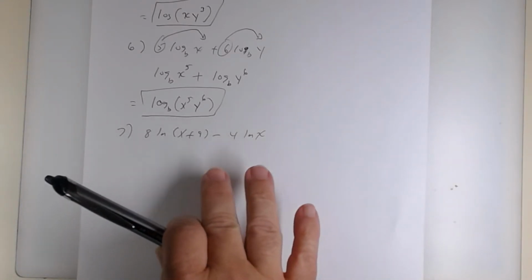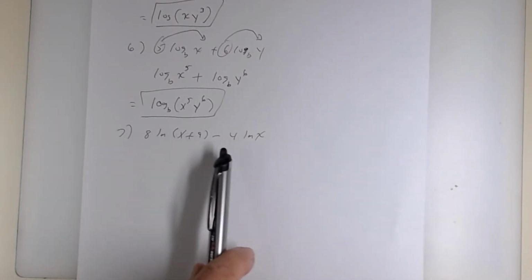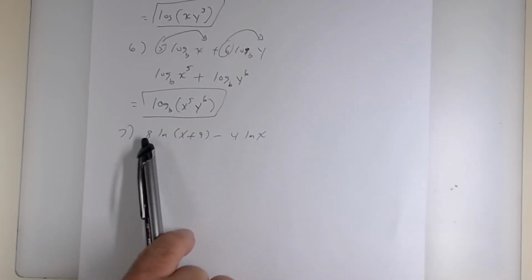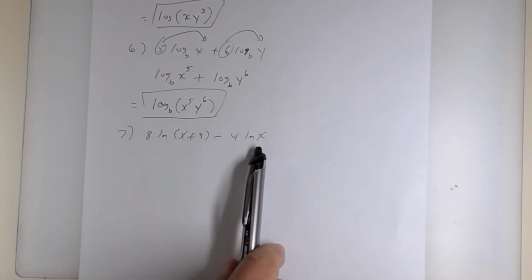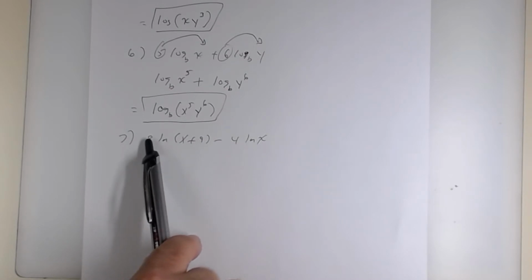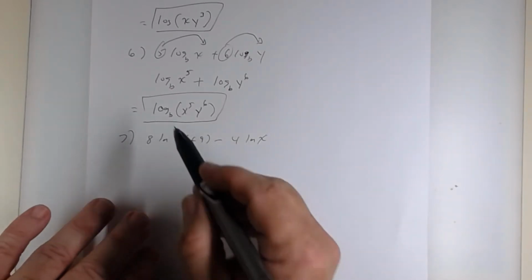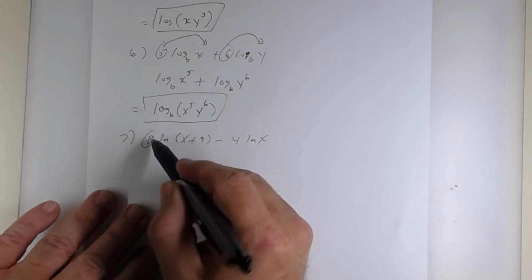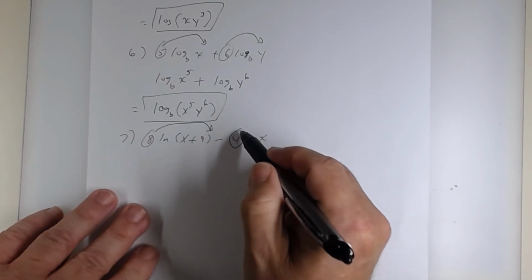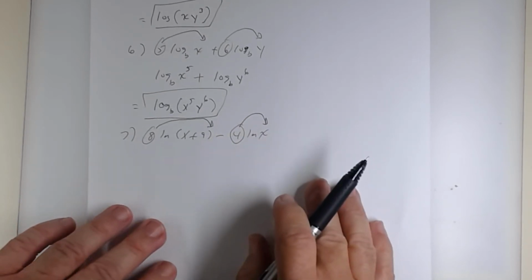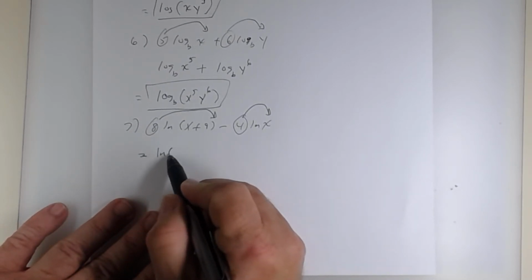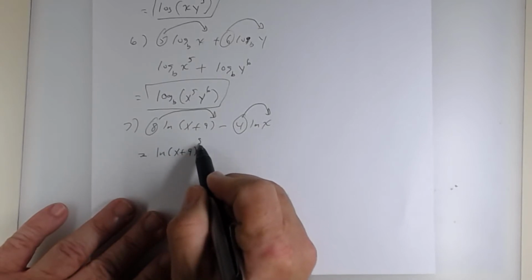But before you can use the quotient rule, these numbers here, the coefficients, have to be what? The same? No, I didn't say bases, I said coefficients. The bases have to be the same, and they are, they're both base e. But the coefficients have to be ones. So you have to use the power rule first. You can take this coefficient and write it as an exponent. When you rewrite the 8, you're going to say the natural log of x plus 9 to the 8th. That's how it looks.